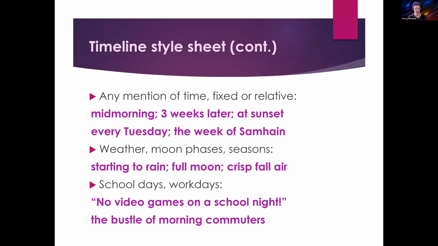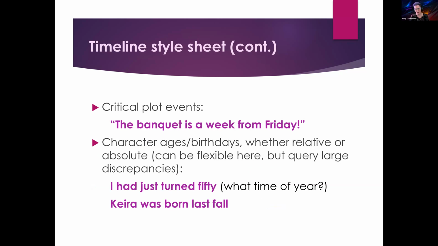So again, just as for characters and locations, keep track of any mention of time, whether it's fixed or relative, and it can be references to the seasons or the weather, or whether it's a school day or a work day, whether there are commuters. Those are all clues to what day are we on, or what is happening, and how does it work related to other things. Things like holidays or critical plot events. If the banquet is a week from Friday, make sure it happens on Friday, a week from Friday.